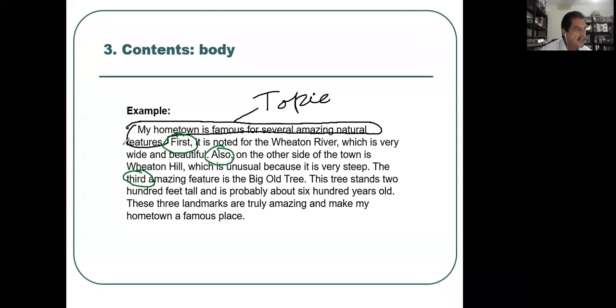Okay, so these are the details. So you say 1, 2, 3 details. Those are the natural features. More than one, very nice about this hometown.